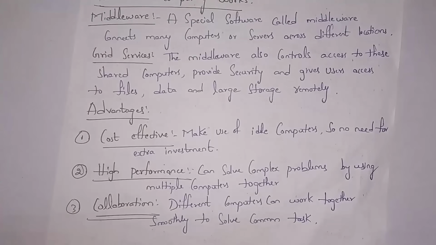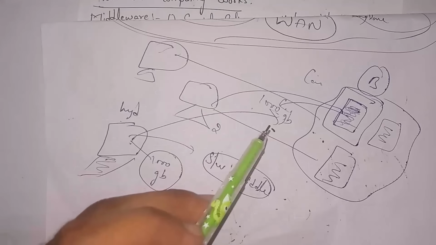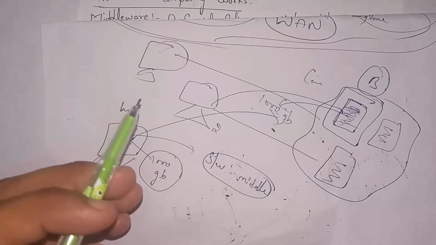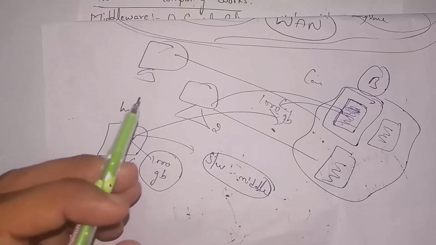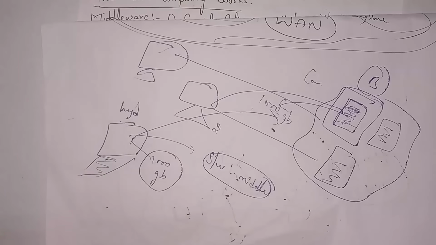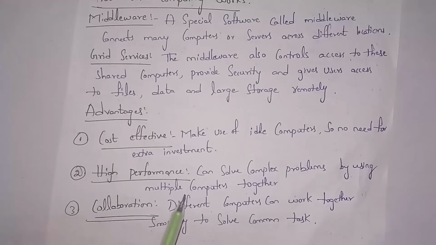These are the advantages of grid computing, and the first one is cost efficiency. Guys, in grid computing, we use unused computers. If any computer is free in an organization, we will borrow it instead of purchasing a new computer, which will save our money. The second one is high performance. In grid computing, multiple computers as well as multiple servers are connected to each other, so we can solve complex problems. And the third one is collaboration. Different computers can work together smoothly to solve common tasks. We can easily connect one computer to another computer in order to solve tasks.